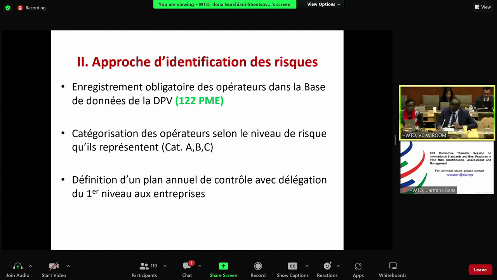Pour l'approche d'identification des risques, généralement, on commence par les opérateurs, par les petites et moyennes entreprises qui ont l'obligation de s'enregistrer au niveau de l'ONPV, ce qui nous permet de les catégoriser selon le niveau de risque qu'elles peuvent représenter, en trois catégories A, B, C. Cela nous permet également de définir un plan annuel de contrôle avec délégation du premier niveau aux entreprises, en fait l'autocontrôle. Et je signale que nous sommes dans cette approche d'utilisation de l'assurance volontaire par les tiers pour l'expérimenter dans la filière mangue.